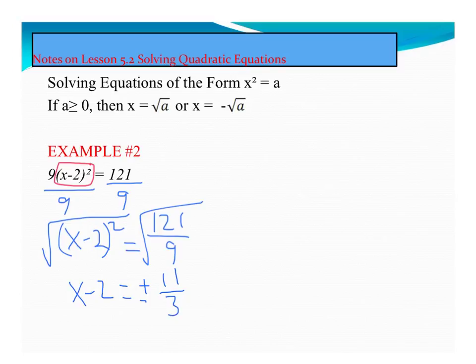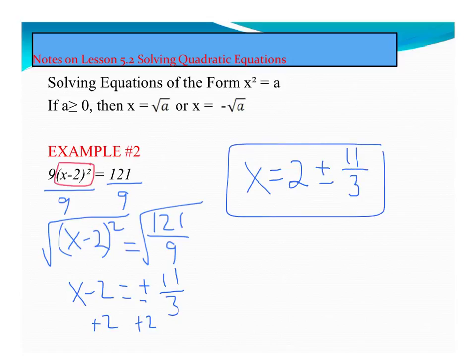So, to then solve for x, I'm going to add 2 to both sides. So add 2. And I'm left with x equals 2, and then plus or minus 11 over 3. And we can just leave it like that. We don't need to have 2 different ones. This plus or minus really gives us 2 different answers. It's 2 plus 11 over 3 and 2 minus 11 over 3. So there are 2 answers here.